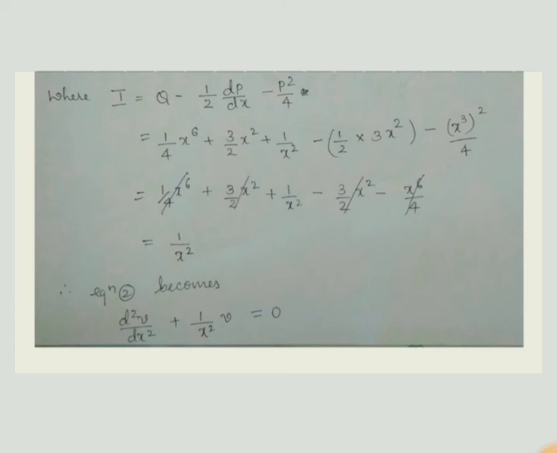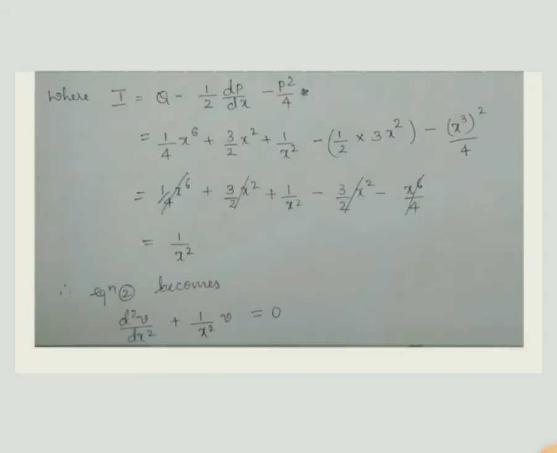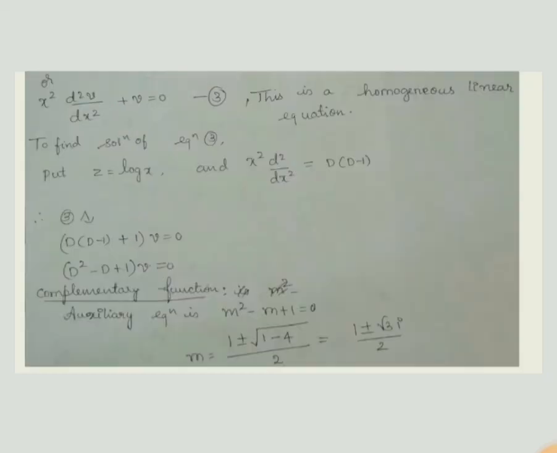Now we have to simplify this one. Observe that here d square v by dx square plus 1 by x square into v is equal to 0. Now multiply by x square. So what will we obtain? x square into d square v by dx square plus v is equal to 0. Now I will call this as equation number 3. So this is a homogeneous linear equation, observe that because RHS is 0. Now we shall find the general solution of this. We have to find the complementary function only because RHS is 0.